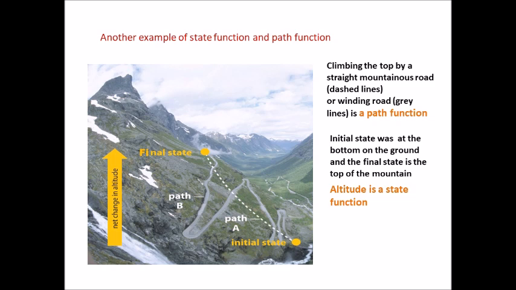What is the initial state? The ground over here, that is the foot of the mountain. The path is this dashed line you can see, or the winding line as you see here. So in any case, I will be starting from the initial state over here and reaching the final state on top of the mountain. So altitude becomes a state function and the path function is the climbing part. Okay, so we are done with understanding state function and path function in another way.